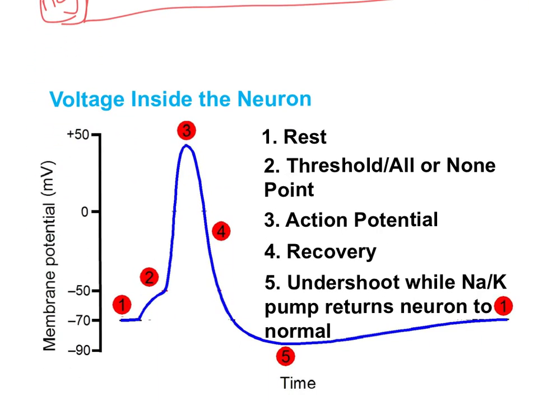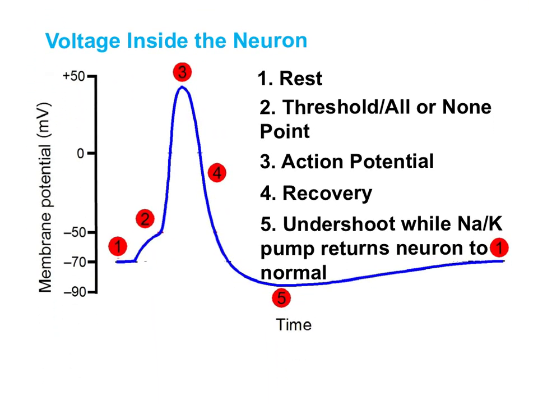So that's shown in detail for you on the next image. The cell is at rest, voltage is negative. There is an all or none point where the neuron either will fire or not. If the neuron fires, it becomes positively charged due to the sodium rushing in. After that, the neuron needs to recover. Sometimes it needs to fix itself for a brief microsecond, and then the neuron is back at rest.